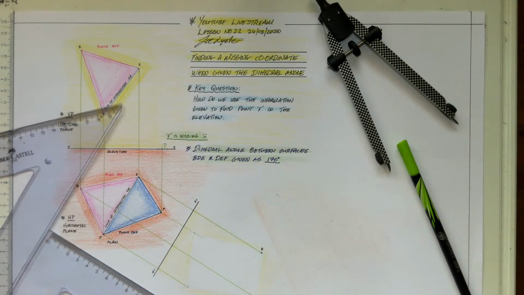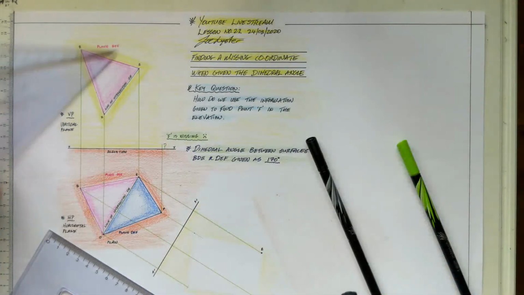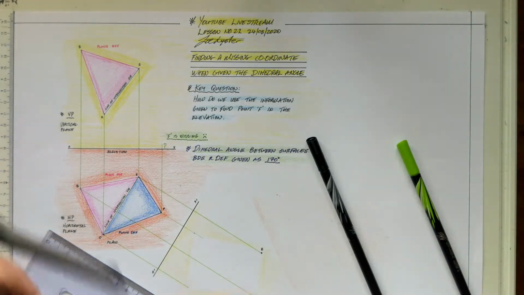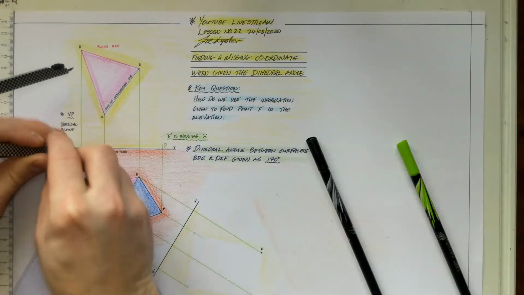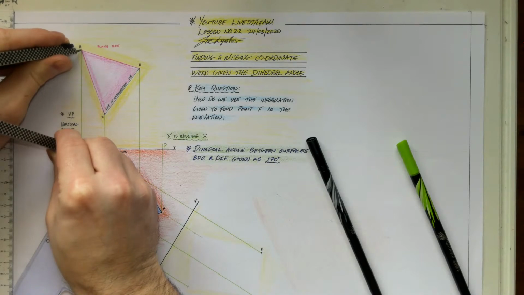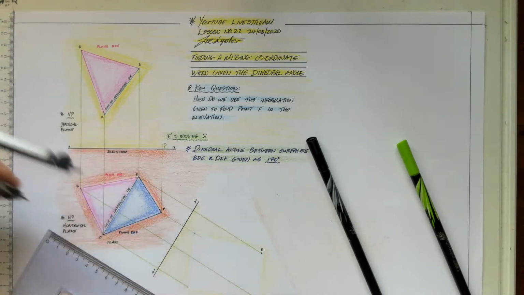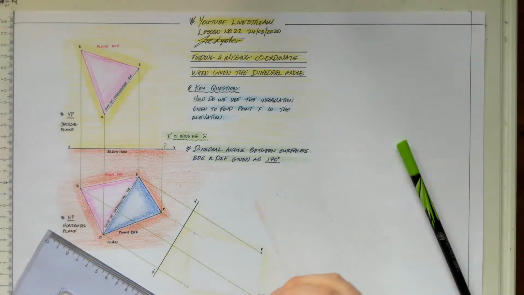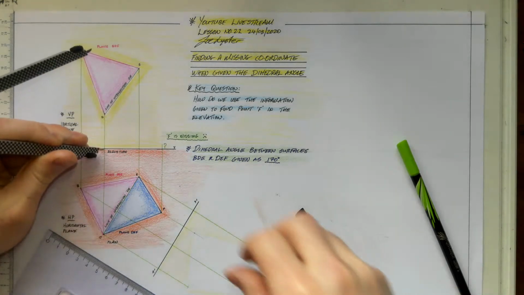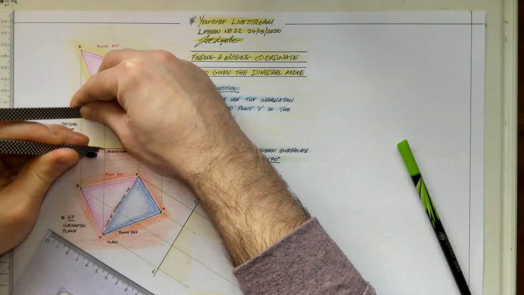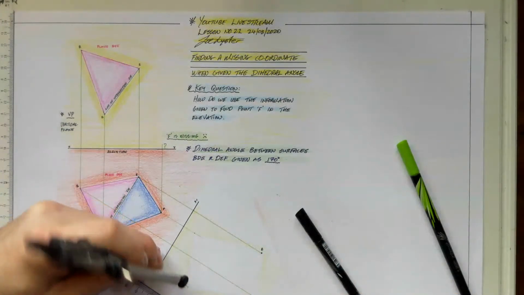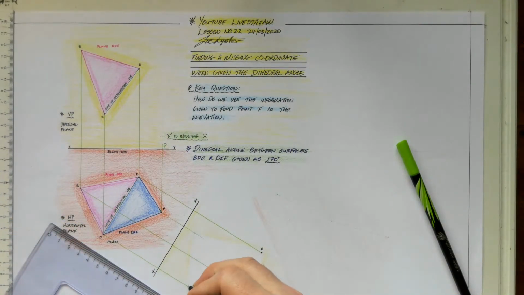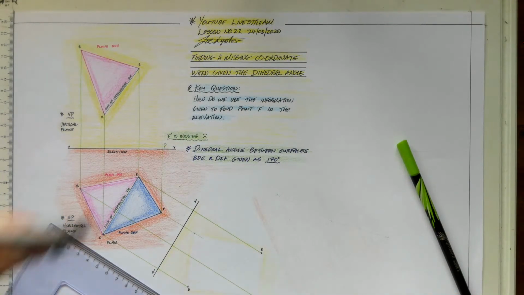I'm going to do the same. I take the distance for B. You can see there, I need to stretch the compass out a little bit more. There's B. Follow the line for B out to the X1, Y1 line and step it off. And that'll be my point B. And then point D, same thing. Take that, step it out. There's point D.